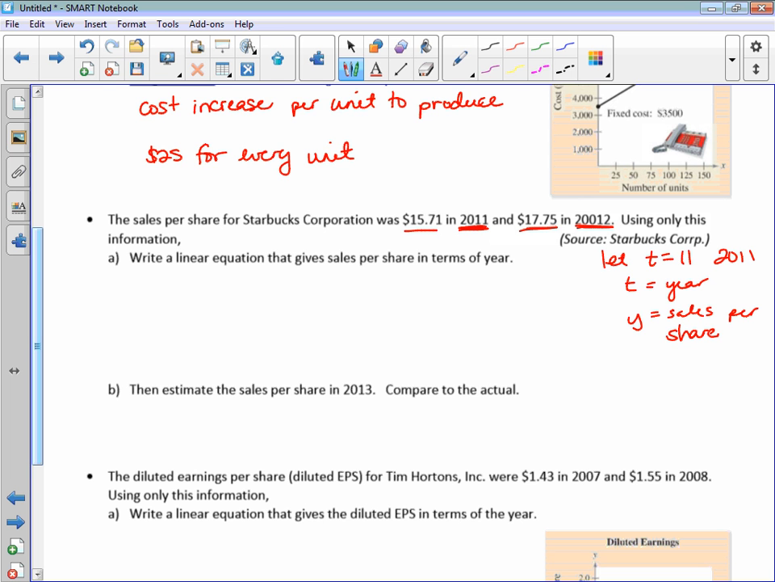So I'm going to write down these 2 ordered points over here. I've got 11 and 15.71, and 12 and 17.75. What's one thing I definitely need to write the equation of a line? Slope. Can you find slope if you've got 2 points?